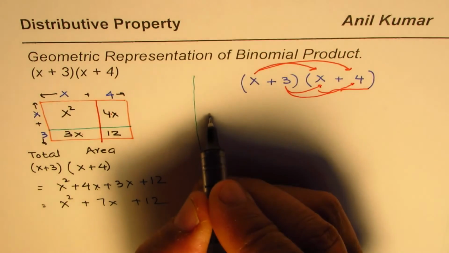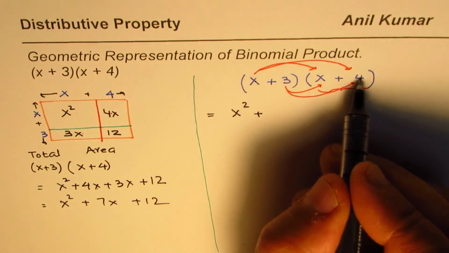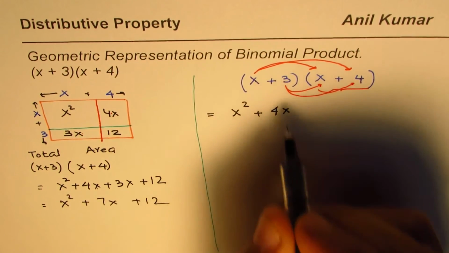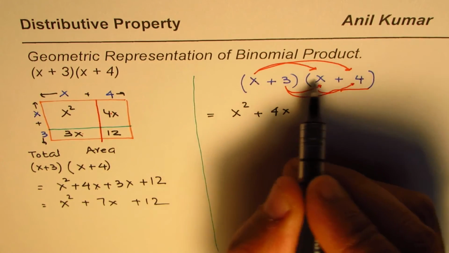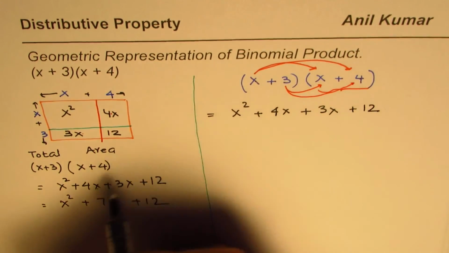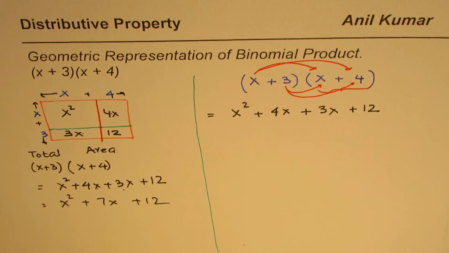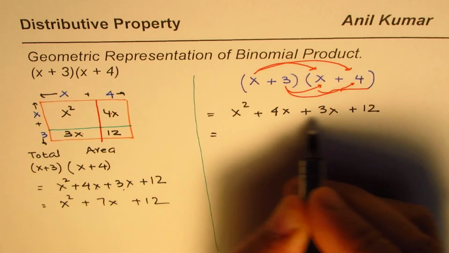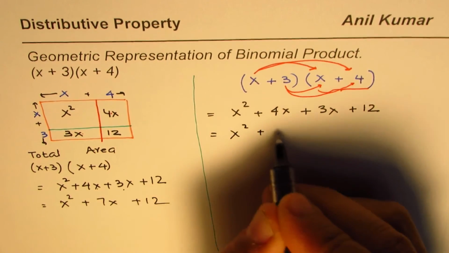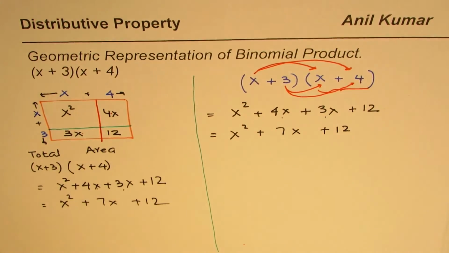So let's do that. So x times x is x squared plus x times 4. Always write the numbers first, and then the variable, so we get 4x. 3 times x is 3x. And 3 times 4 is 12. So we get exactly the same thing. Area of 4 rectangles, right? And then you combine, simplify it to write this as x squared plus 7x plus 12. 4x plus 3x is 7x. Correct? So that is how the distributive property can be applied.